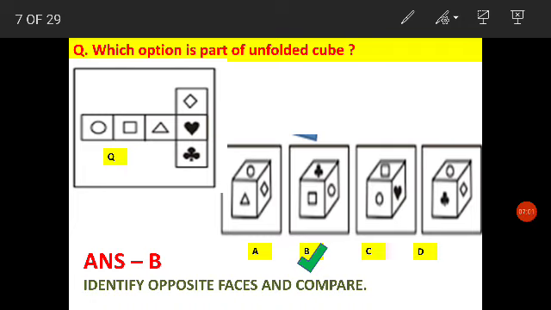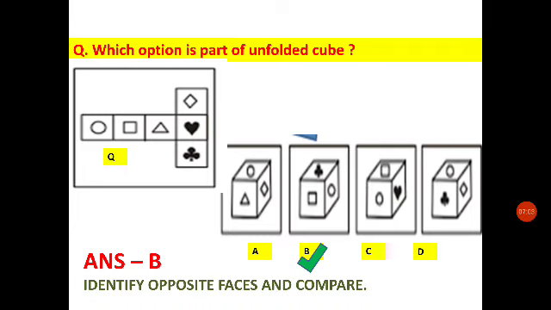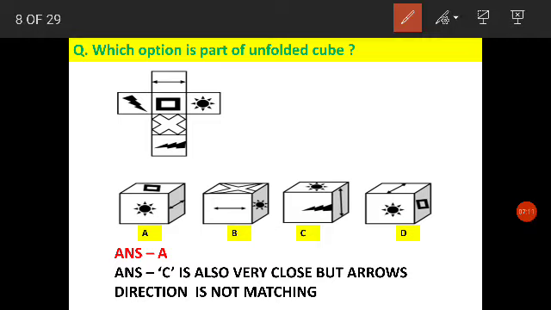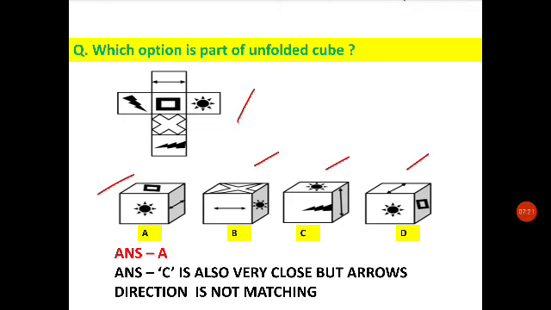So I explained it to you in detail. Now next question, which option is part of the unfolded cube? So this is the unfolded cube and these are the options A, B, C, D. So the answer is option A.